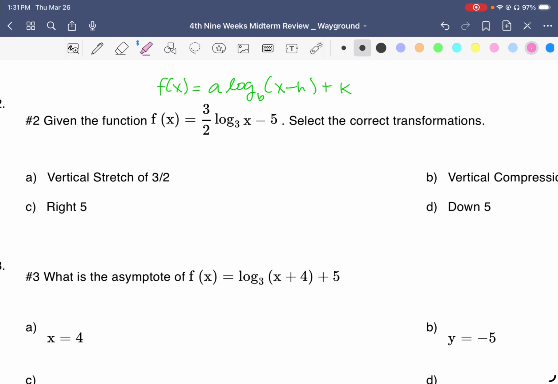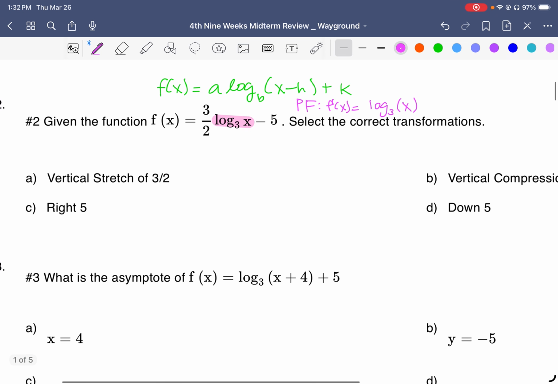Okay, so what you want to do first is identify what the parent function is. So to do that, you find x. There's x, and then in front of that we have log base 3. So all of this is the parent function. Okay, so I'm going to write that here. The parent function is f of x equals log base 3 of x.